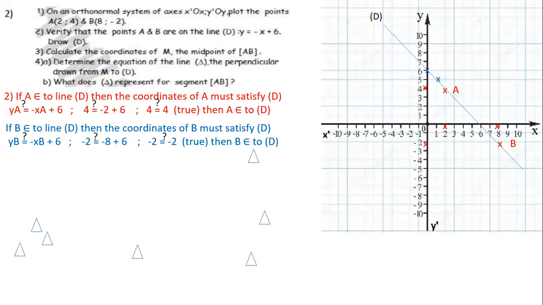And if we draw line D, we are also asked, we should draw line D. To draw line D, yes, Yelena. To draw a line, what should we do?